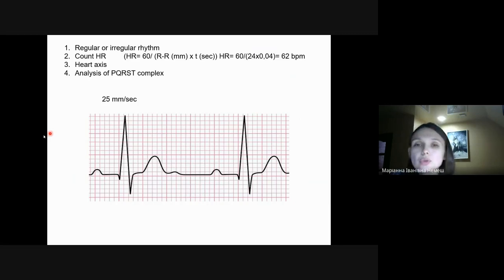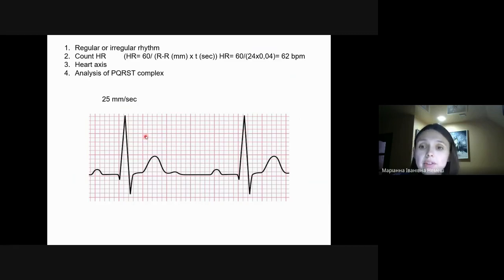The second point, you should count the heart rate. Here is the formula for how to count heart rate. You should divide 60 by the RR distance in millimeters and multiply by the time. Mainly you will have an ECG paper graph with 25 millimeters per second. So you will divide 60 by the RR distance in millimeters. You need to count the distance between one R and the second R in millimeters.